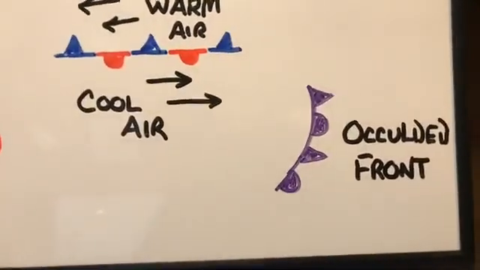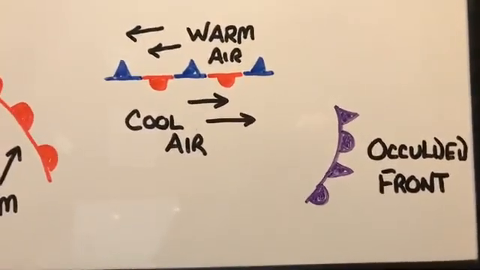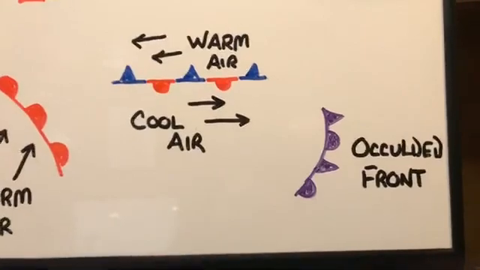And sometimes you see a purple front. That's called an occluded front. Basically what that means is that a cold front caught up to a warm front, and it was like a zipper. It sort of zipped things up. So an occluded front is when a cold front and a warm front sort of zip up. The cold front catches up to the warm front and sort of overtakes it.